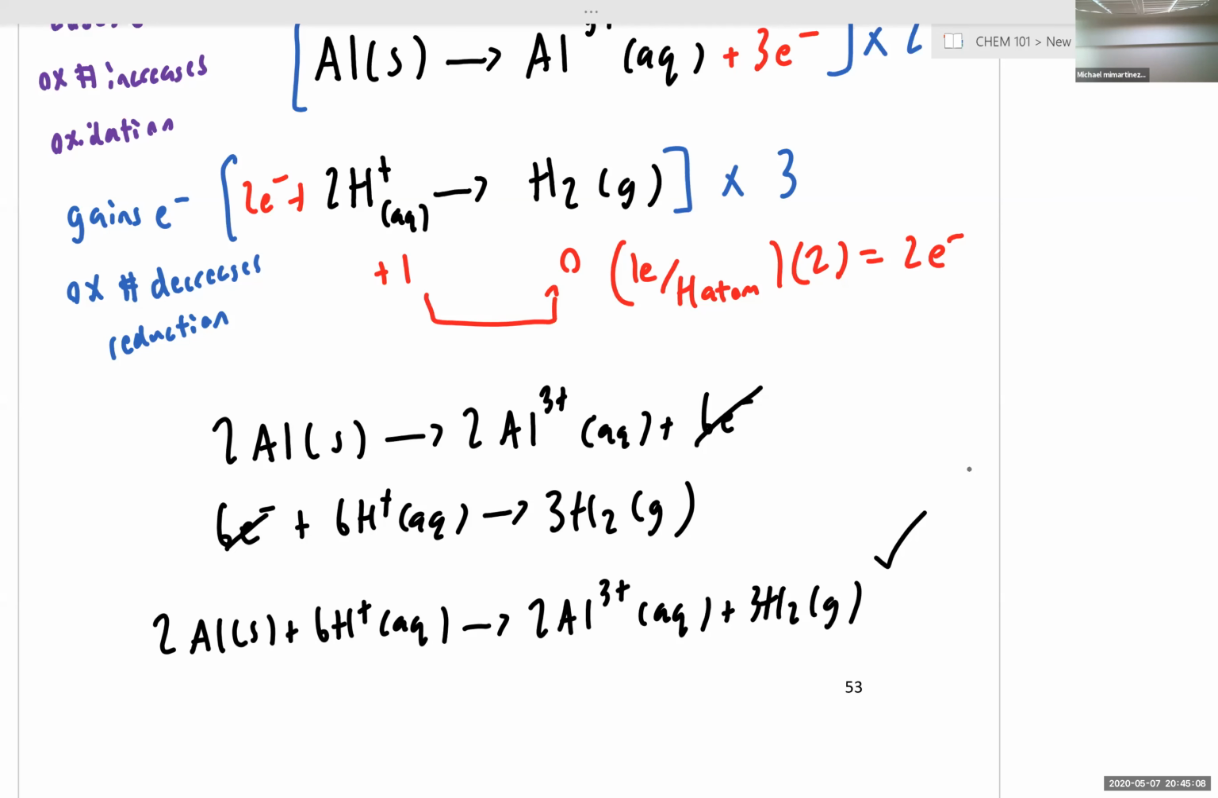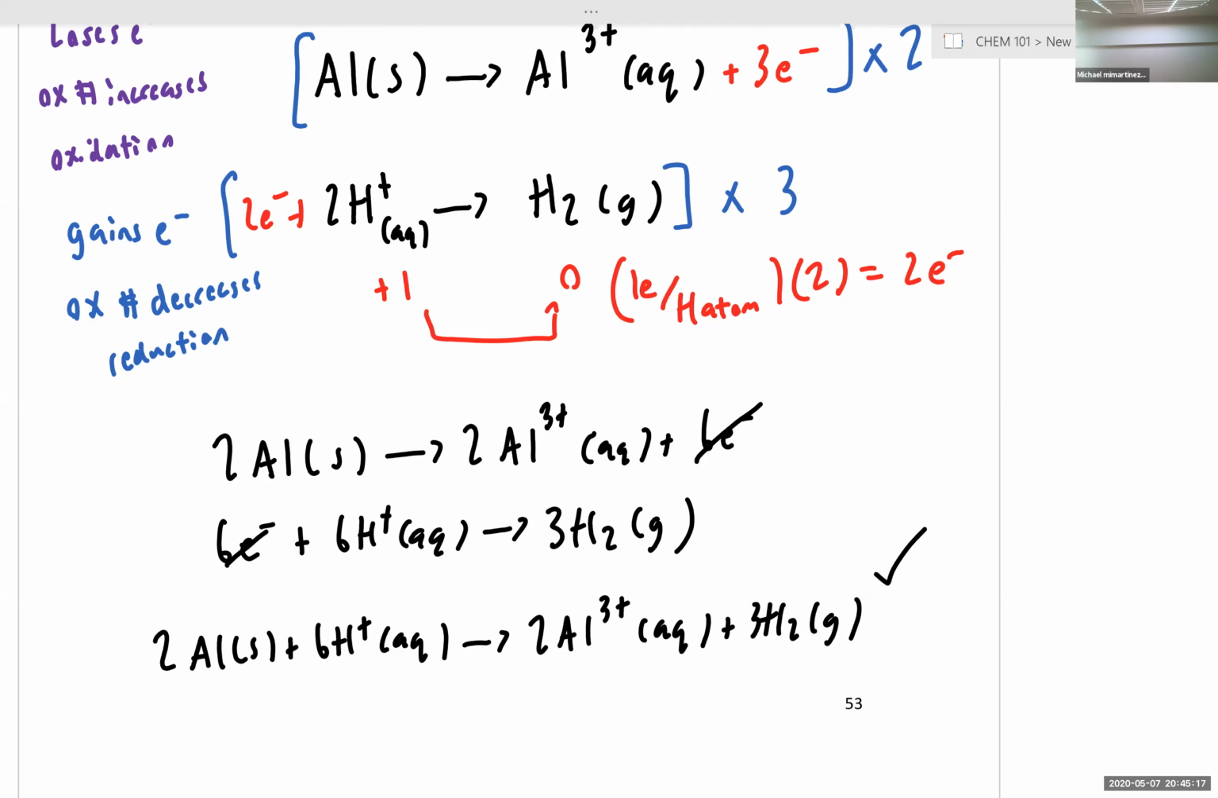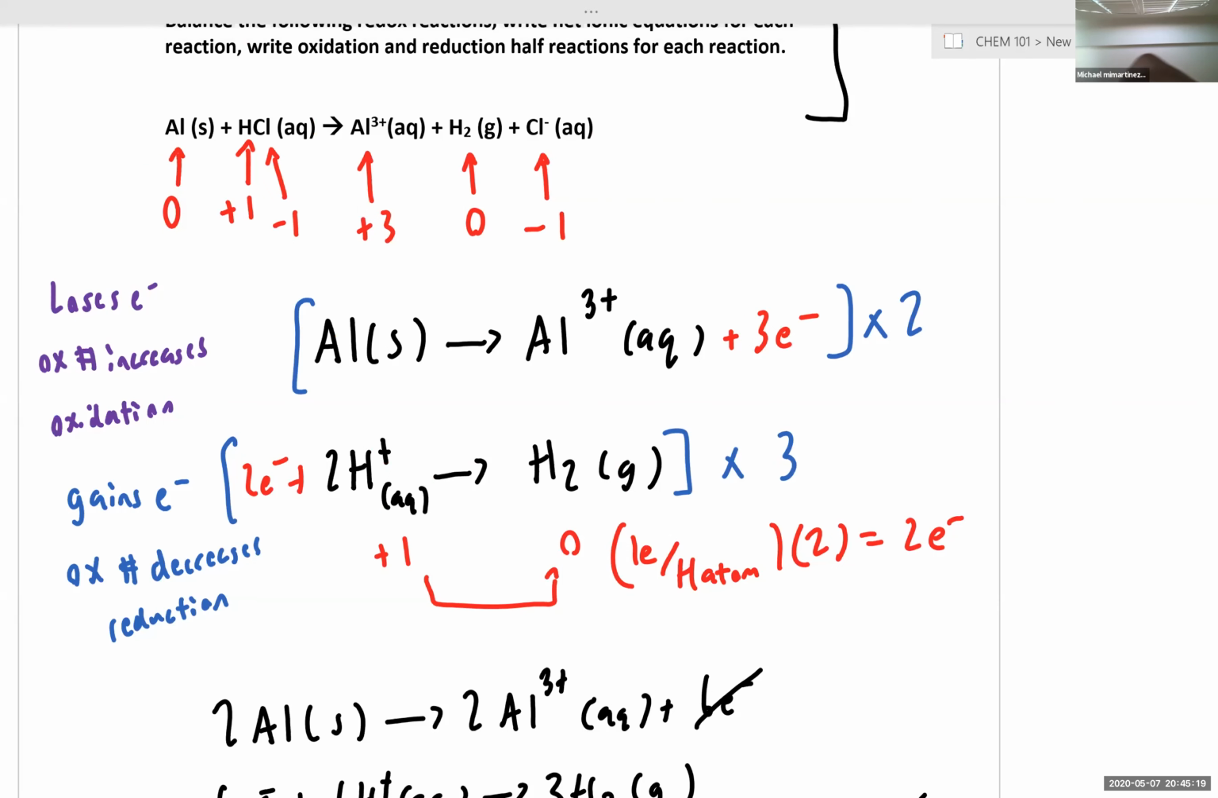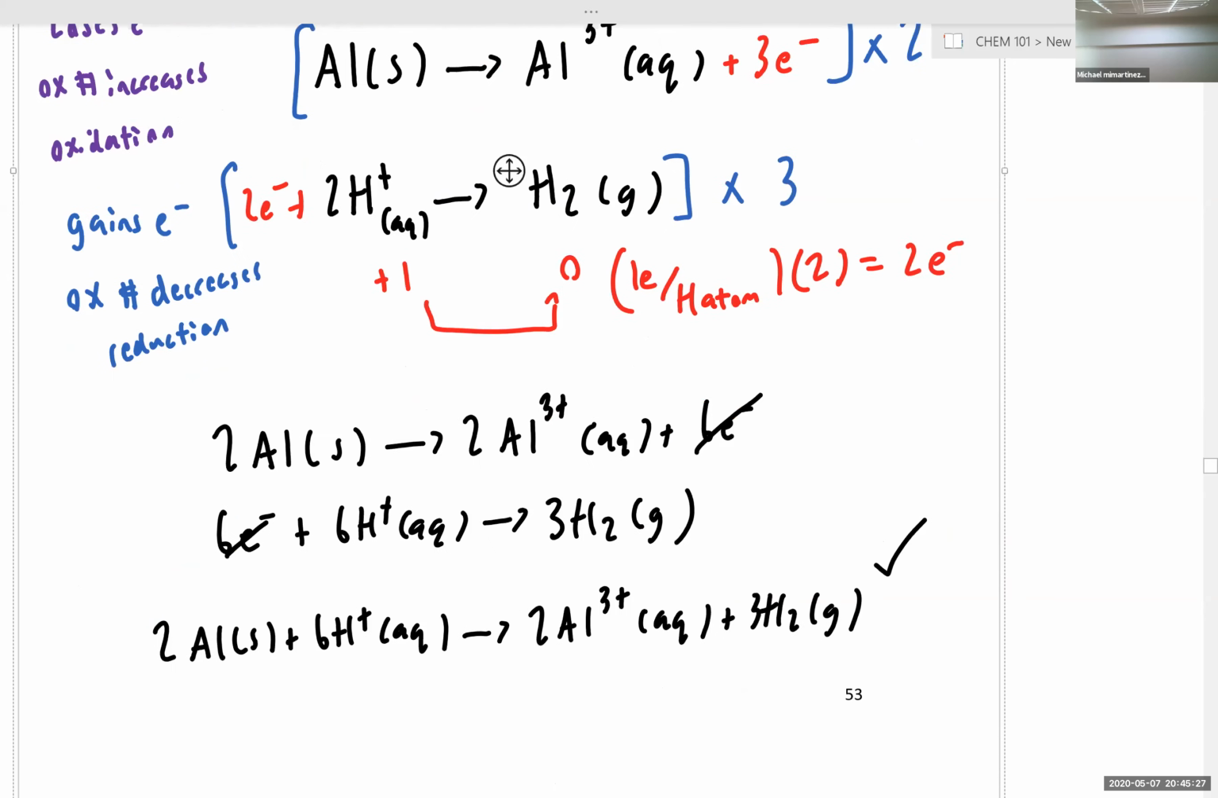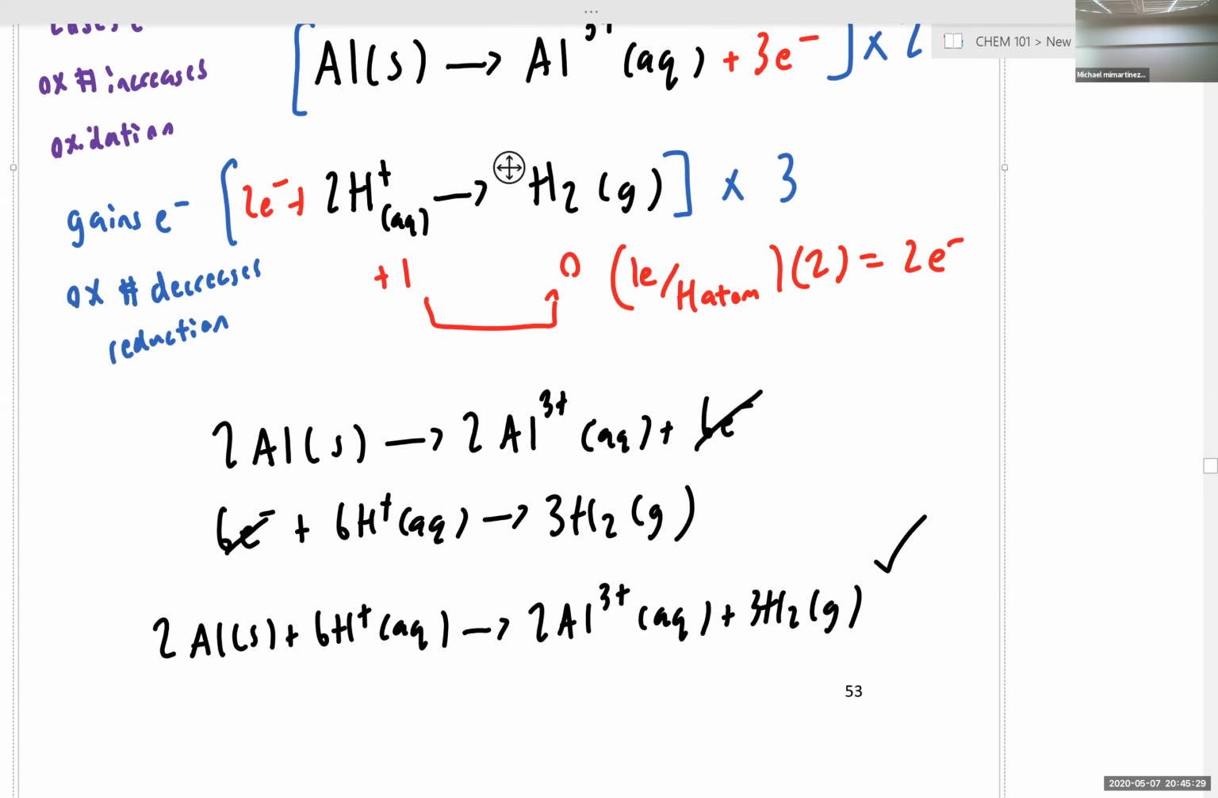Perfect. And now we have our complete and balanced redox reaction. Notice how the redox reaction is a net ionic equation. So this chloride is just a spectator, so we don't have to worry about it in our net ionic equation. Is everyone feeling a little more comfortable tackling redox reactions?